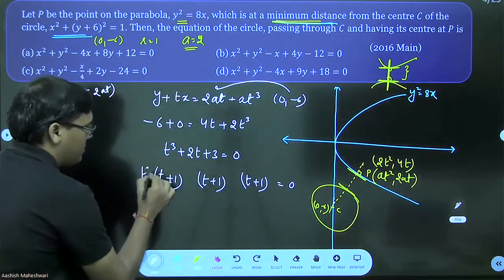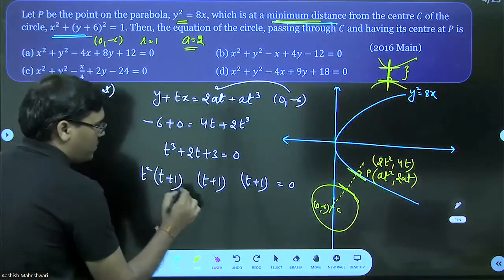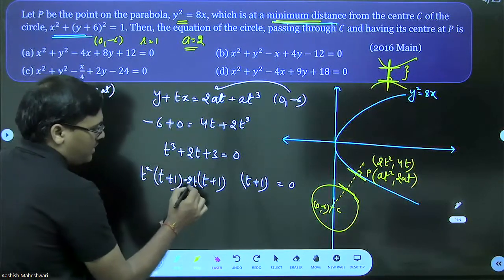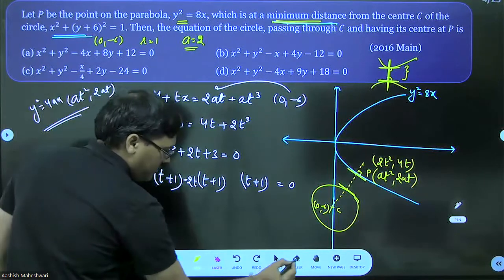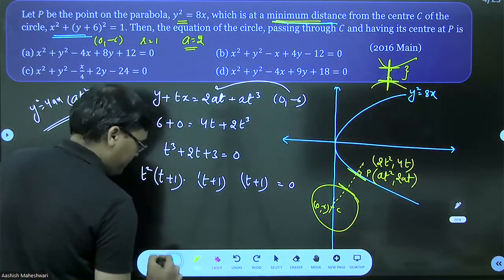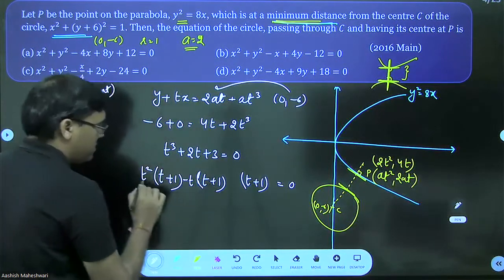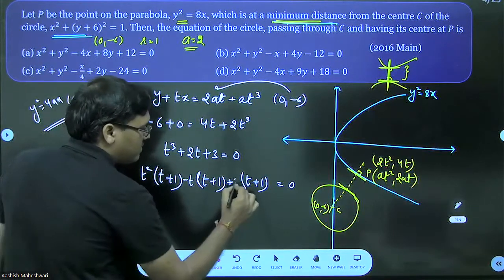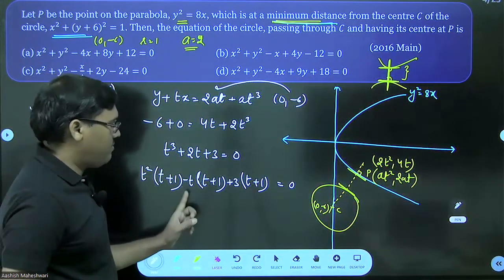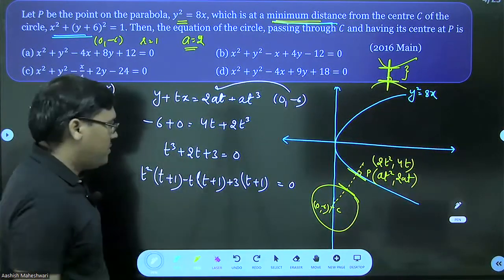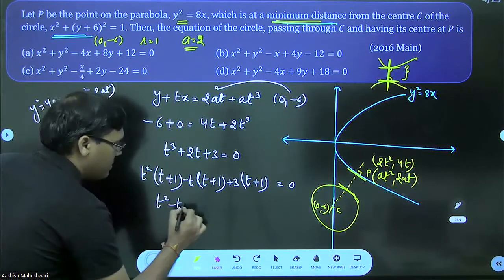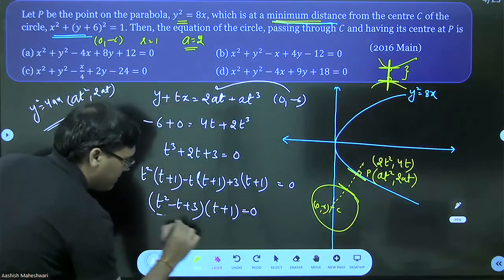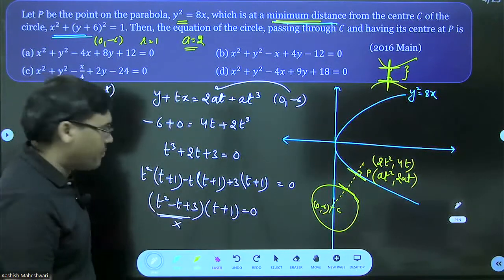So this is t square, which will give you t cube. This is t square minus t. You can see t square minus t square will cancel. This is minus t and this is plus 3. You can see minus t plus 3t will become 2t. This is just a factorization. You can see this is t square minus t plus 3 into t plus 1 equal to 0. And you can clearly see there is no root of this quadratic because the discriminant is less than 0. So what is the value of t?